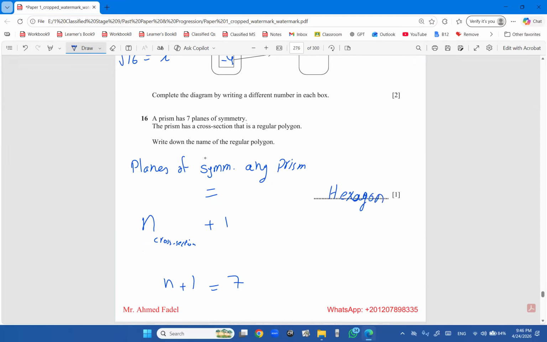You should know that the planes of symmetry of any prism is the same as 1 plus the number of sides of the cross section. They're telling you the prism has a cross section that is a regular polygon. All right, so we need to know what that regular polygon is. What is the cross section? I don't know the number of sides of the cross section, but I know that the number of sides of that cross section plus 1 should give me the planes of symmetry, which is 7. How many sides is that regular polygon? It is 6. So it is a hexagon, because they requested the name.